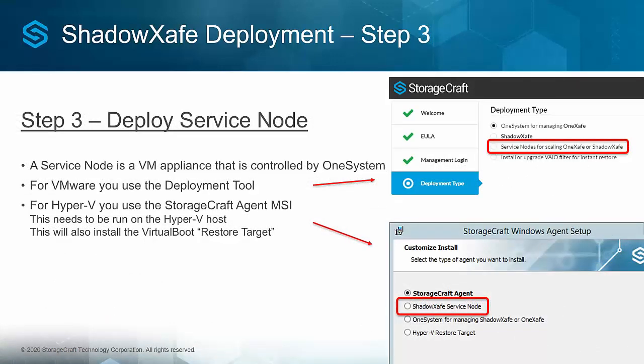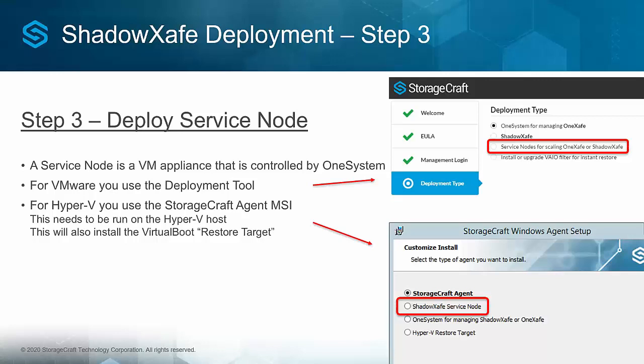So the next step is obviously at the customer site deploying the service node. So again, for VMware, you use the deployment tool. For Hyper-V, you'll use the MSI agent, and this time you'll select service node to deploy. And with Hyper-V, this will also again install the virtual boot restore target option as part of this. And again, with Hyper-V, it will have to download the VHDX from our website, and it'll automatically create the VM and deploy that in there for you.